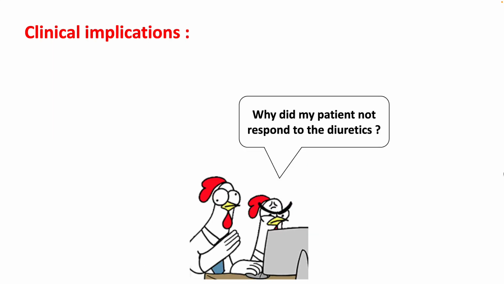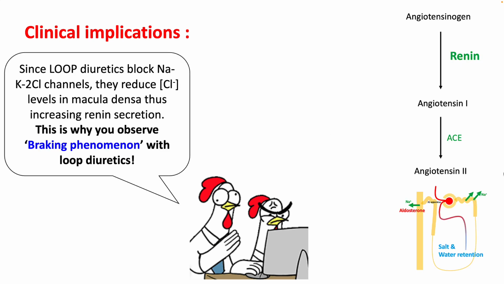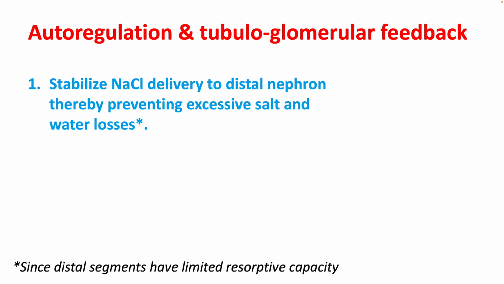One of the major clinical implications of this is why your patient stops responding to loop diuretics. Since loop diuretics block sodium potassium 2 chloride channel, they reduce the chloride level in macula densa, therefore increase the renin secretion. And this is why you observe the braking phenomenon, which is decrease in urine output with time seen with loop diuretics. You understand that increase in renin stimulates angiotensin 2, which results in increased salt and water retention.